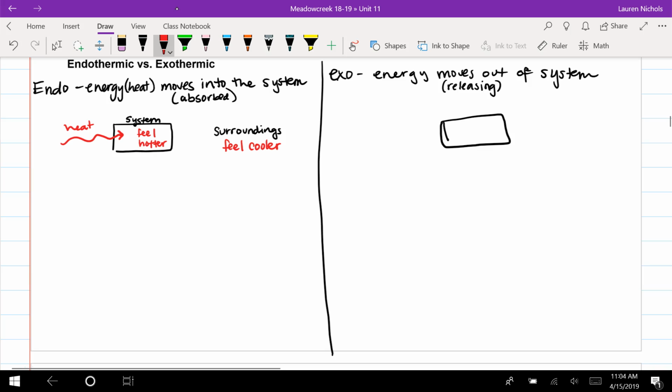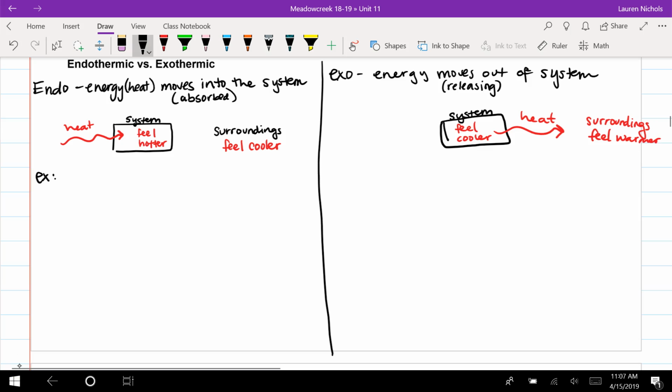So if that box feels really warm, then anything that's right around that box will most likely feel colder than it was. Now, if the box, our system, is exothermic, that means heat is going to come out of the box. And so that means our system inside the box is going to feel cooler, and the surroundings are going to be absorbing that heat that's being released, and so they will feel warmer.